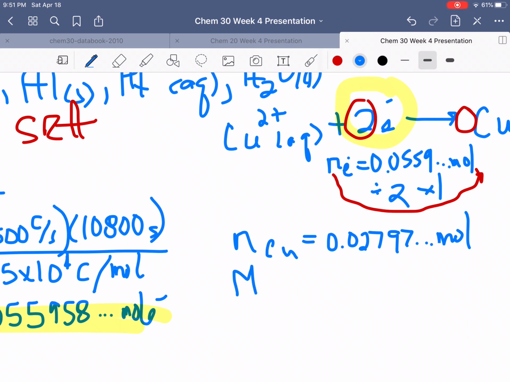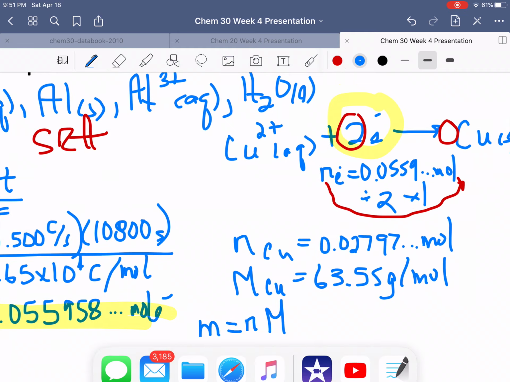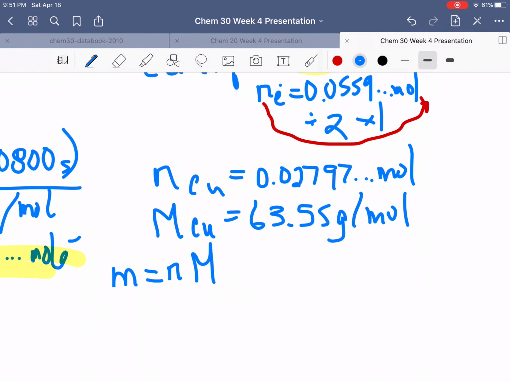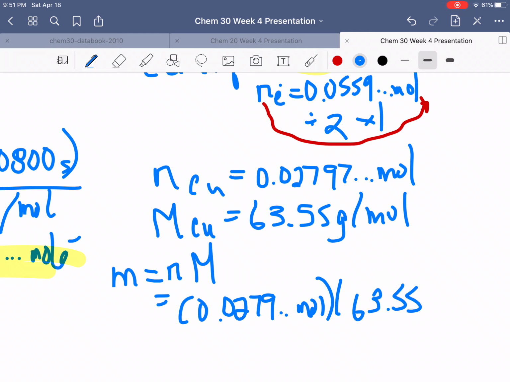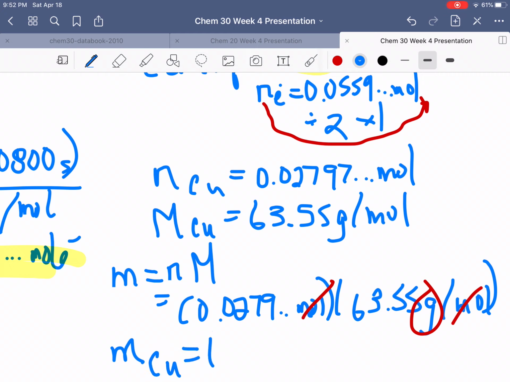That's huge because, of course, I know the molar mass of copper right from my periodic table, 63.55 grams per mole. Mass is going to be equal to the number of moles times the molar mass, which means that we've got our 0.0279 ... moles times the 63.55 grams per mole. Our moles cancel out. We are now wonderfully left with mass. And mass of the copper is going to increase by 1.78 grams.